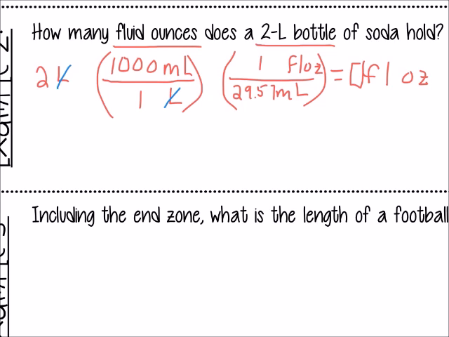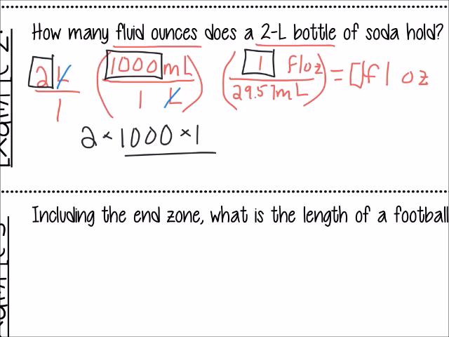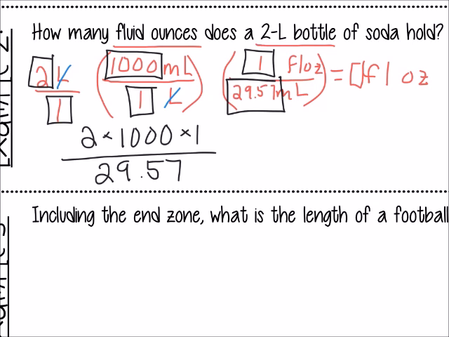So now to find our answer, we have to multiply all of our numerators. And remember, the 2 liter is just like 2 liter divided by 1. So we're going to look for all of our numerators. So we have a 2, and we have 1,000, and we have a 1. So we're going to multiply 2 times 1,000 times 1. That's our numerator. Our denominator is going to be 1 times 1 times 29.57. So 1 times 1 is just 1, and 1 times 29.57 is just 29.57. So that's in our denominator.